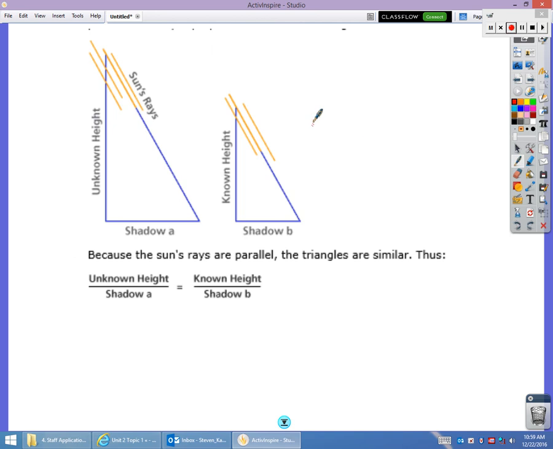Another example of this is a lot of times we use shadows. Since the sun's rays are parallel, the triangles are going to be similar. So you have an unknown height and you have a known height, and you have a shadow of one and you have a shadow of another one, something else, that same known height. So what you could do is you could set a proportion between the unknown height, x, and say, the shadow was 4 meters, so we'll say 4. And then the known height we'll say was 12 over the shadow, which would be, we'll say 2. So knowing this information, you can set up a proportion.